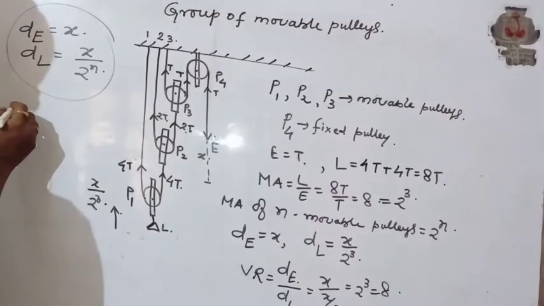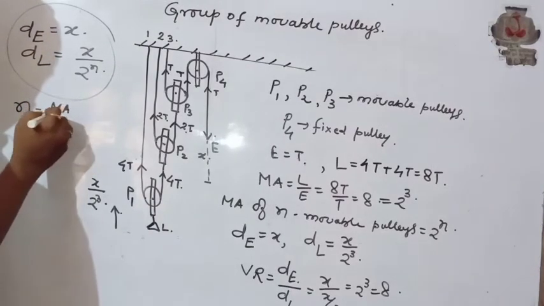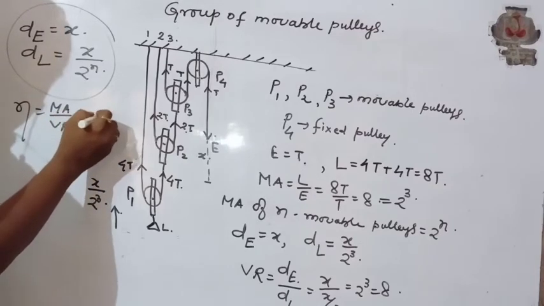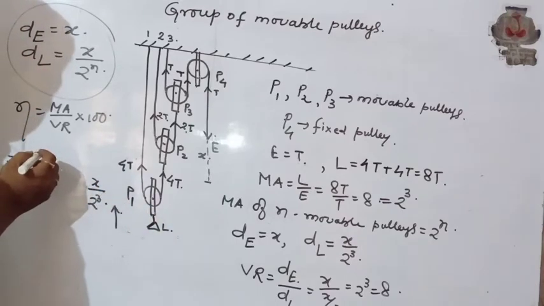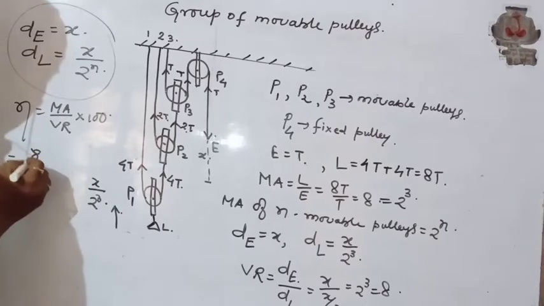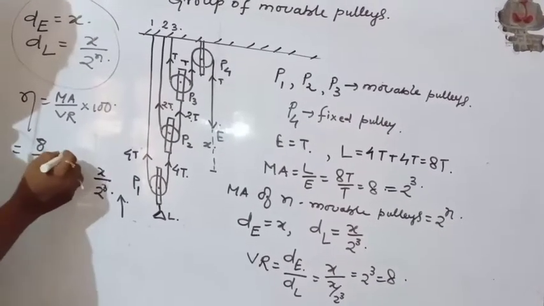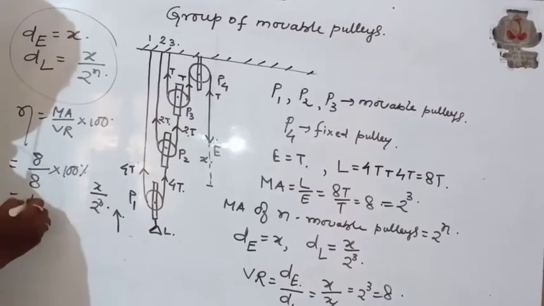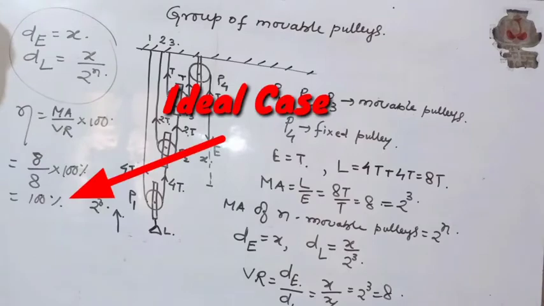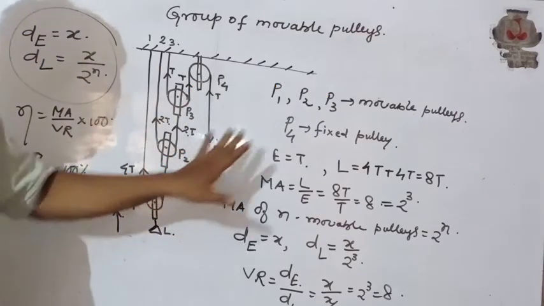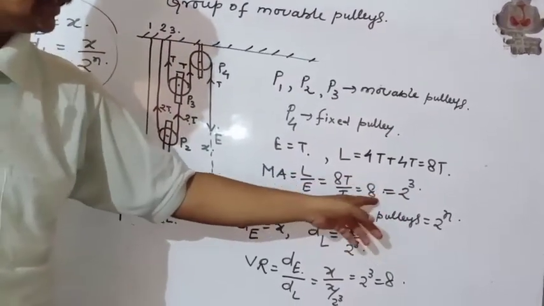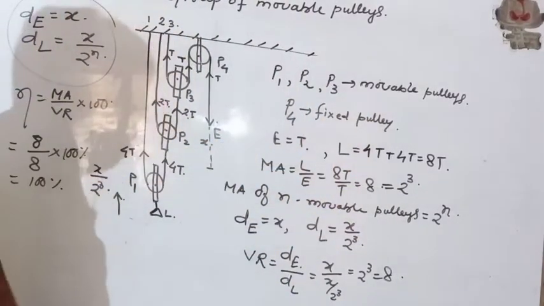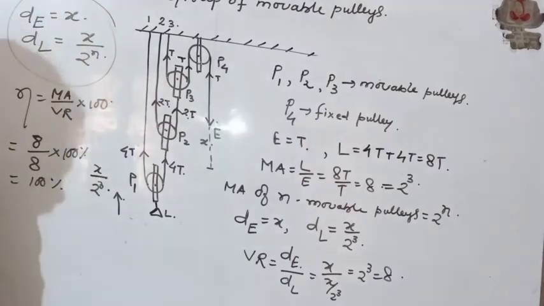So what is the efficiency? Efficiency equals mechanical advantage by velocity ratio into 100. So in this case, the efficiency is mechanical advantage, that is 8, by velocity ratio, that is also 8, into 100. So in total it is 100%. So this is the treatment you have to understand about n movable pulleys. As you see, the mechanical advantage in this case you can increase according to your choice. By increasing the number of movable pulleys, you can get the desired amount of mechanical advantage.